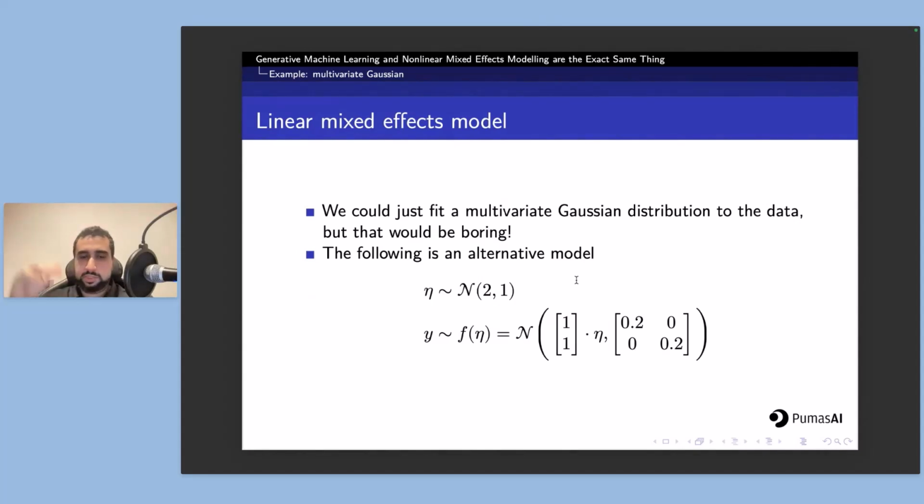It's the exact same distribution at the end. Here we have this latent variable eta that was not observed, that has a normal distribution with mean 2 and standard deviation 1. Then we take this and pass it through our decoder function f. The decoder function f basically multiplies eta by this vector. Eta is a scalar in this context, so it's a number. You multiply it by this vector to get the mean of this distribution.